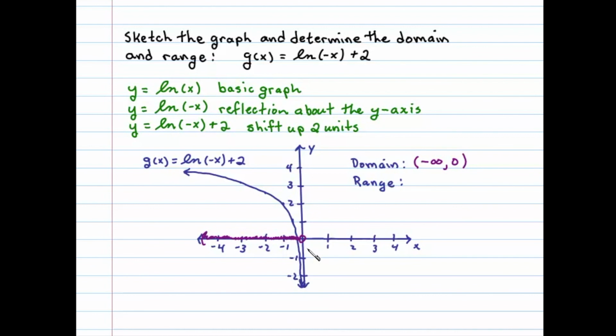Now the range is defined to be the set of all y values for which g is defined. And so in this case we can see the graph is defined for all y values. And the range is all real numbers. So we have the interval from negative infinity to infinity, which is just basically all real numbers. And that's the domain and range.